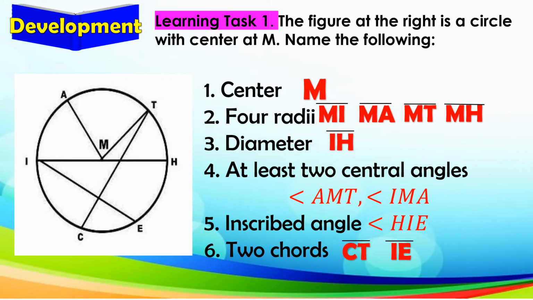So we have angle AMT, angle IMA. And for the inscribed angle, we have angle HIE. For the 2 chords, number 6, we have line segment CT and line segment IE.